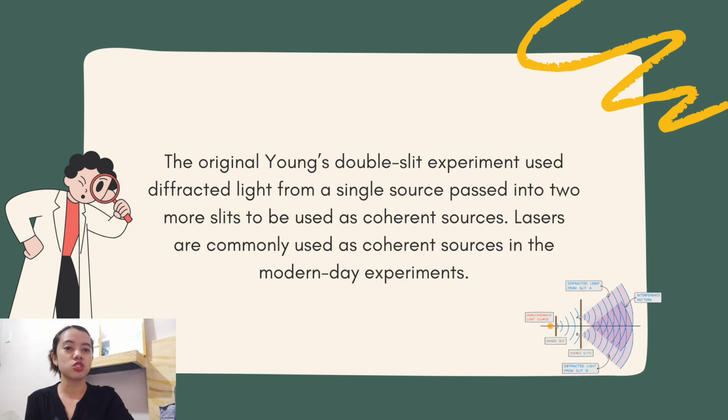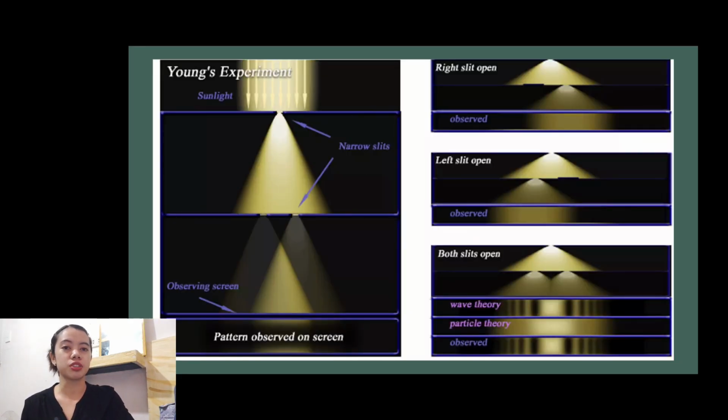The original Young's double slit experiment used diffracted light from a single source passed into two more slits to be used as coherent sources. Lasers are commonly used as a coherent source in modern day experiments. In the early 1800s, 1801 to 1805, depending on the source, is when Thomas Young conducted his experiment. He allowed light to pass through a slit in a barrier, so it expanded out in wave fronts from the slit as a light source under Huygens' principle.